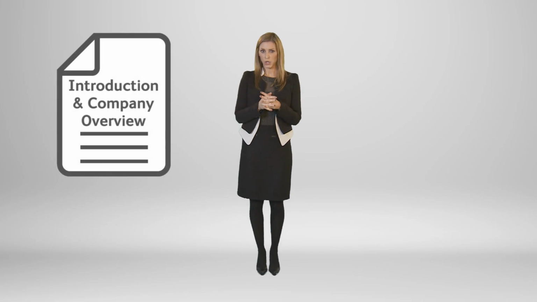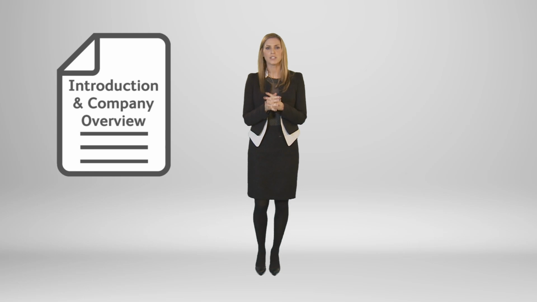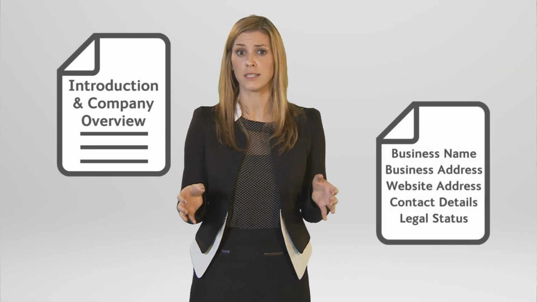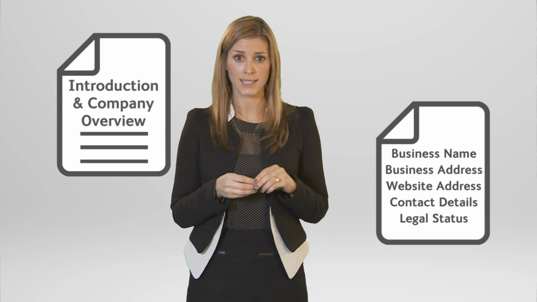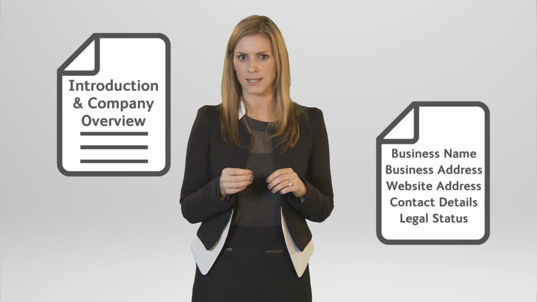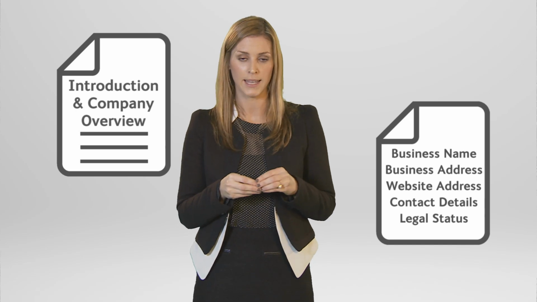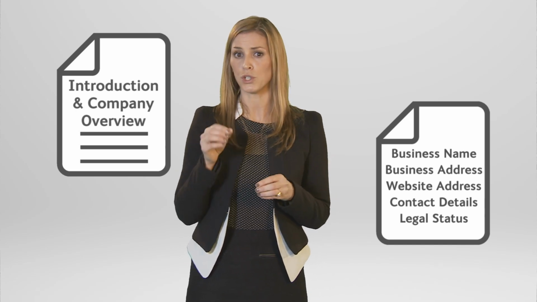The first section we'll look at is the introduction and company overview. You need to include the basic details of your business name, address, website address if you have one, and your contact details. You should also give your legal status, whether you are operating as a sole trader, a partnership, or a limited company. In this section, you also need to explain what your business is about, what you want to achieve, and how you plan to measure your success.